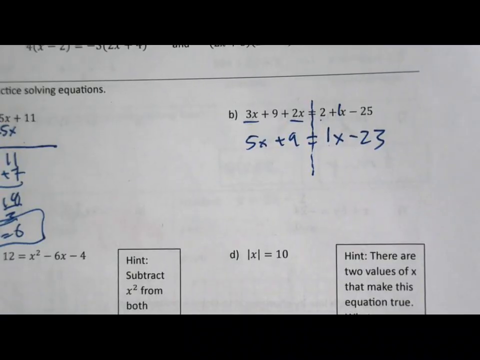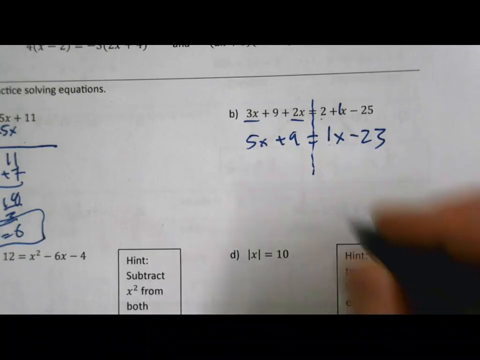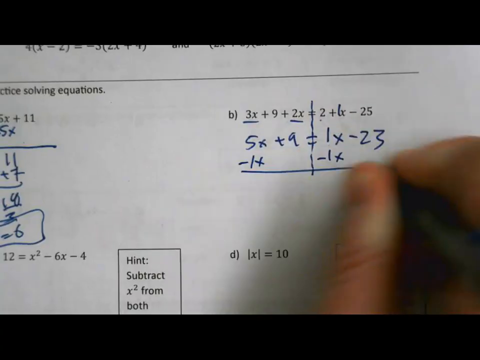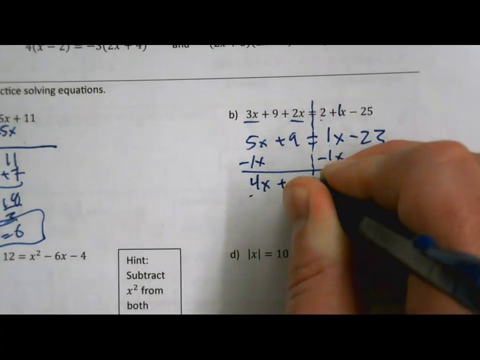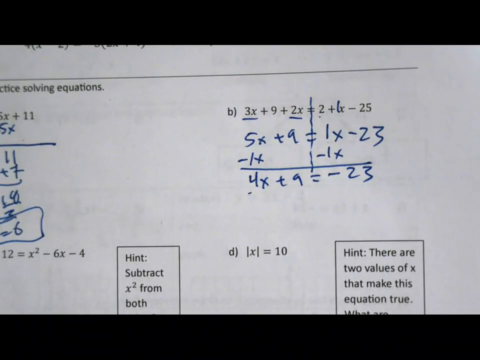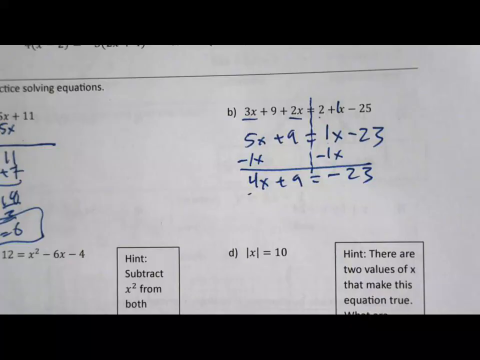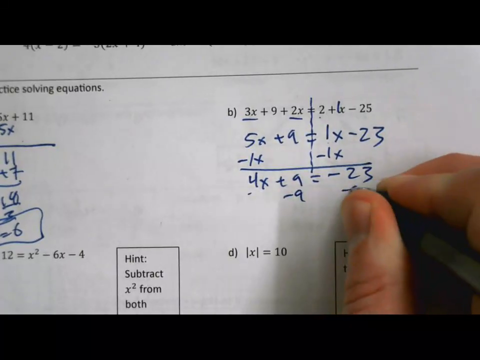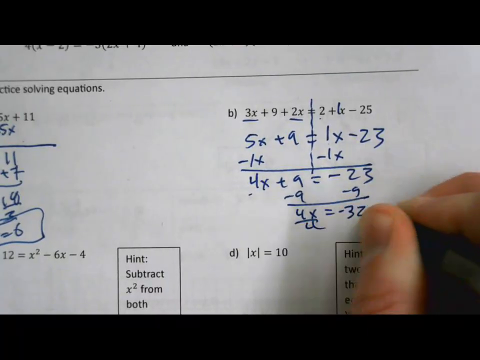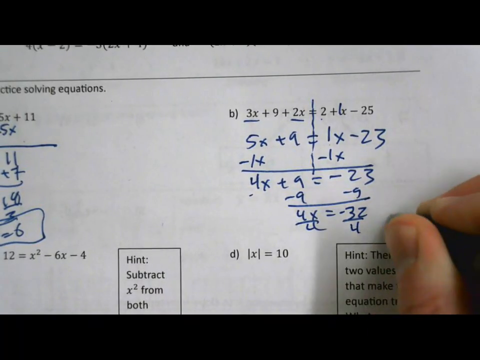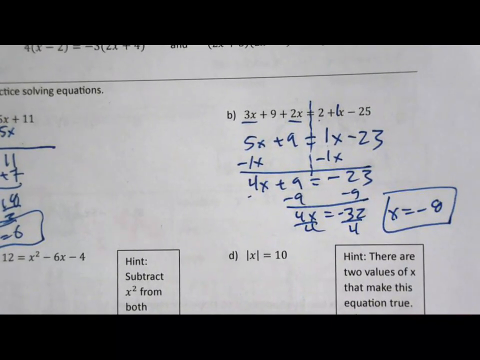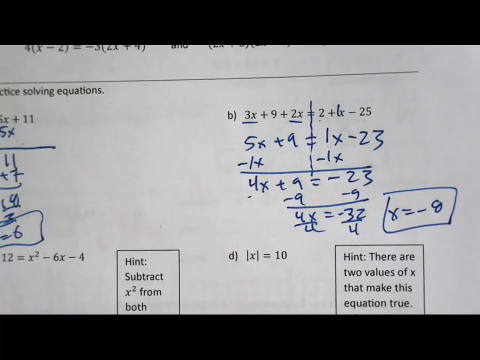Got x's on both sides. We don't want that, so I'm going to get rid of the 1x. Minus 1x on both sides gets us 4x. And now we're done simplifying. We just get the x by itself. So minus 9 on both sides. And divide by 4 gets us negative 8. Any questions on that one?